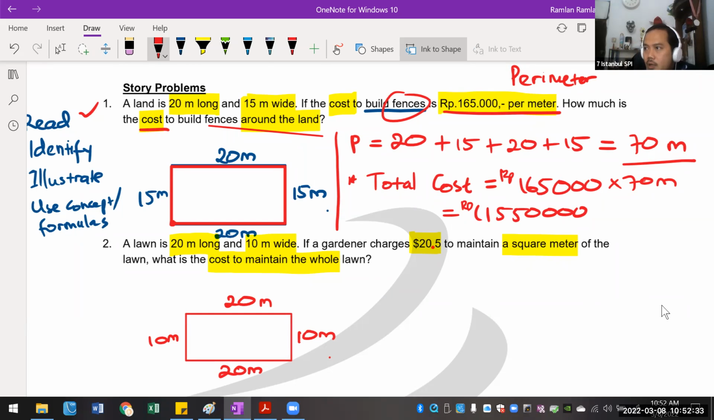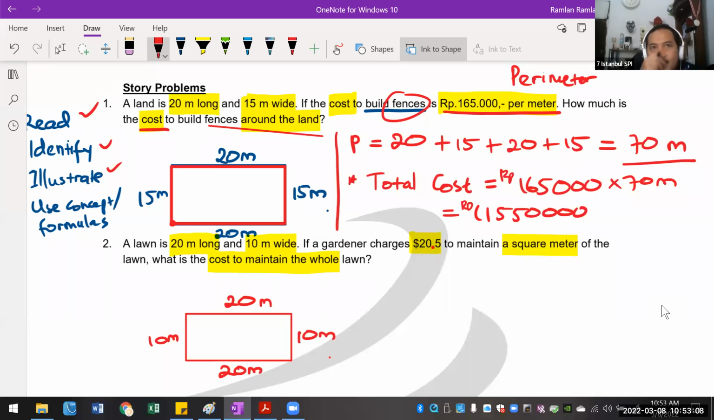I'm gonna go to Cynthia. Cynthia, we have read, we have identified, and then we have illustrated like this. And we're going to use the concept. What concept can we use to solve this question? Is it perimeter or is it area or is it something else? Area. Why is it area? What do you know that is area from the question? Karena the whole lawn. The whole lawn.